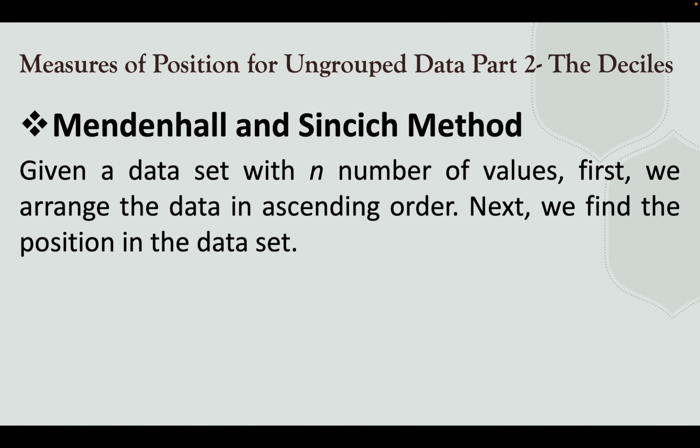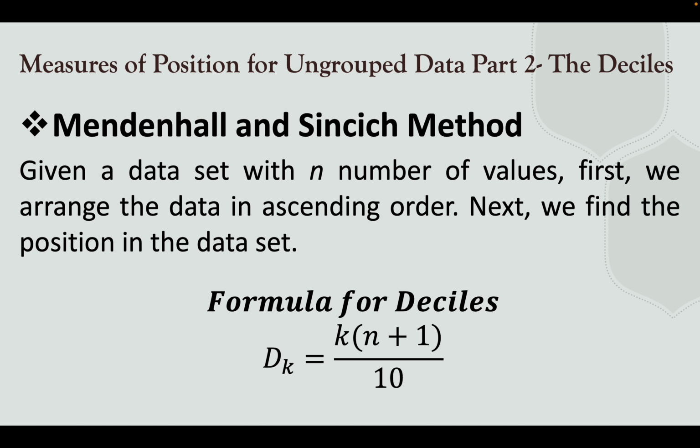In the Mendenhall and Sincich's method, it's the same as how we solve for the quartiles. Given a data set with n numbers of values, first we need to arrange the data set in ascending order. Then we need to find the position. The formula for the deciles is D sub k equals k times n plus 1 over 10, where k is the decile whose position you want to find, and n is the total number of the data set.